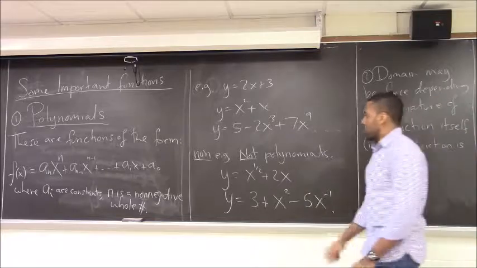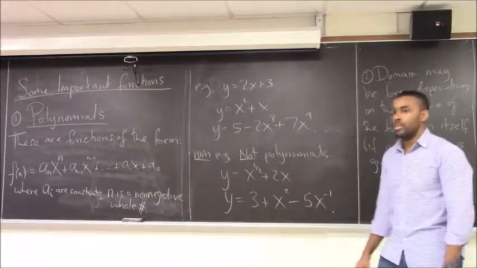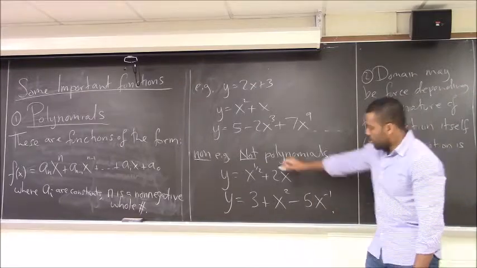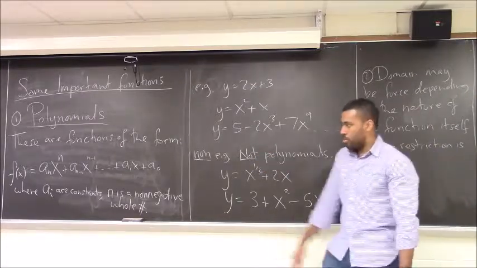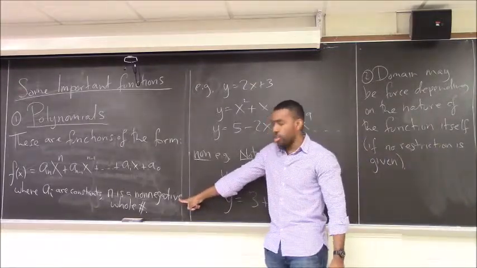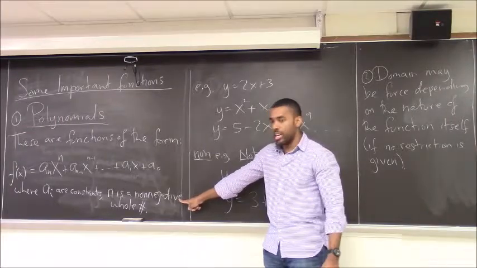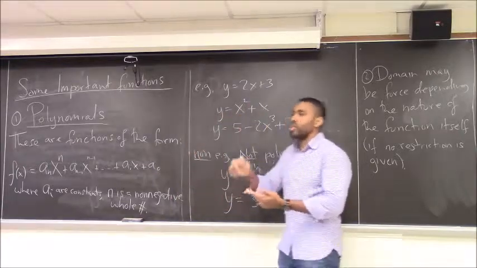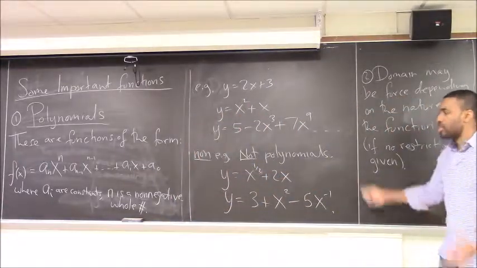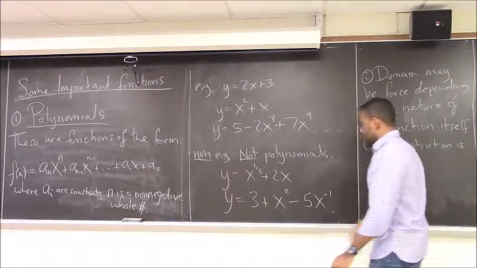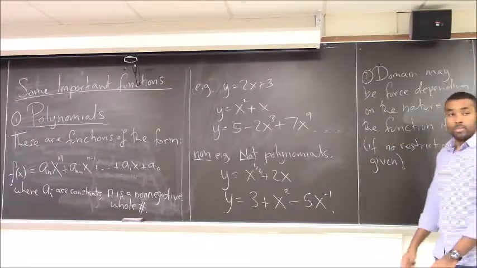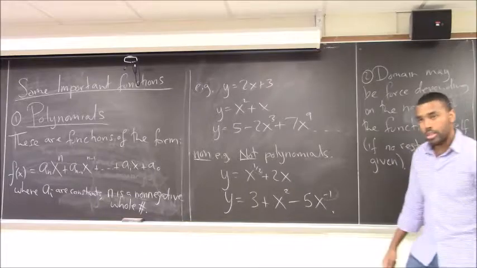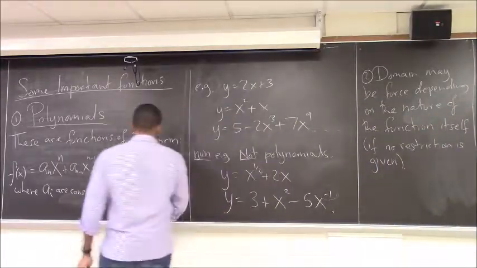Why is this not a polynomial? Because you have an exponent of 1/2 and not a whole number. By our definition, to be a polynomial, you can only take on non-negative, whole number powers. So you can be 0, or 1, or 2, or 3, or 4, or 5. And this is not a polynomial. Why? Because this is a negative exponent. So that's not a polynomial.